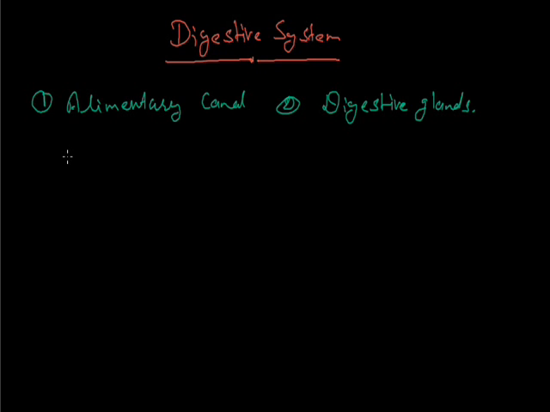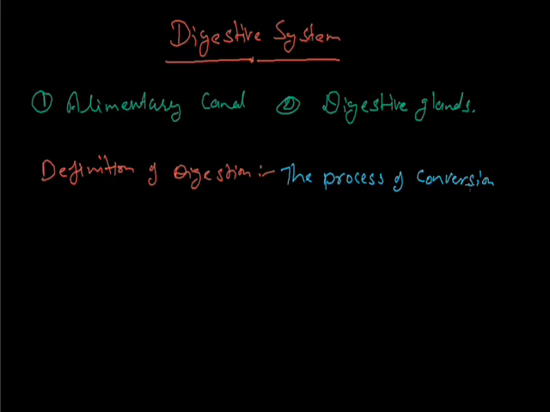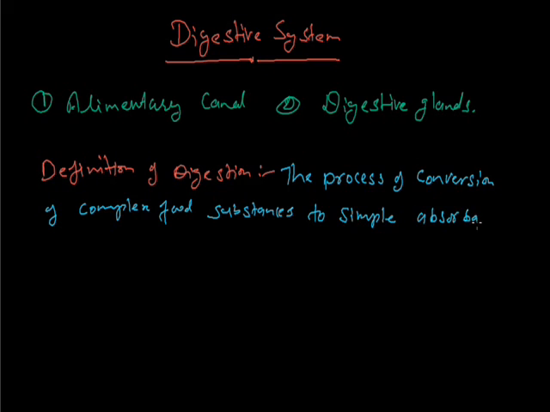So what is the definition of digestion? Biomolecules in food cannot be utilized by our body in their original form. So digestion is the process of conversion of complex food substances to a simple absorbable form.